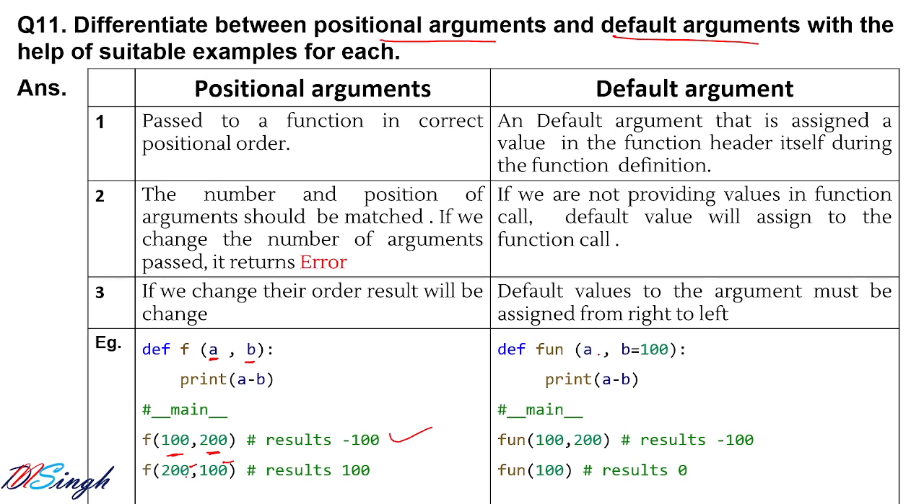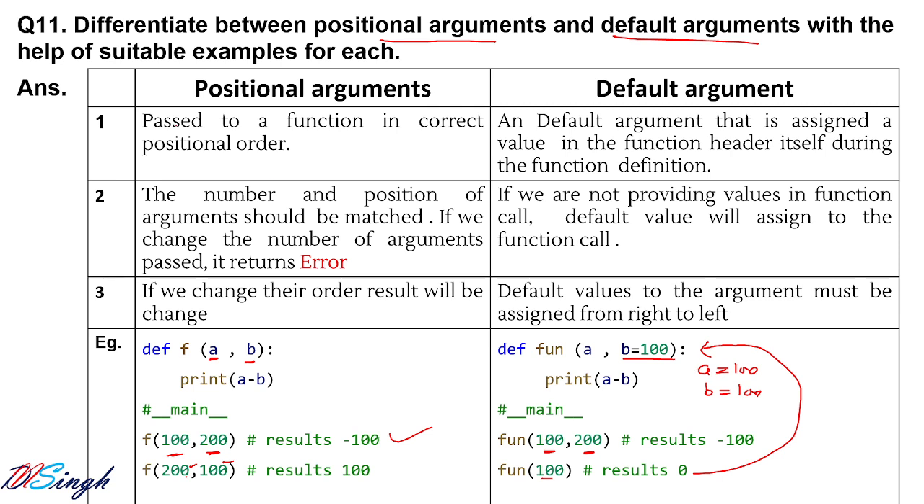In a default argument, you can skip the argument which has a default value. So here I am giving both values for both arguments, A and B: for A 100, for B 200. So A value will be 100 and B value will be 200. But here I have given only one value, which will be assigned to A, so A will be 100 and B will take its default value. For the second function call, the A and B values are both 100, A is 100, B is also 100. So where does the B value come from?